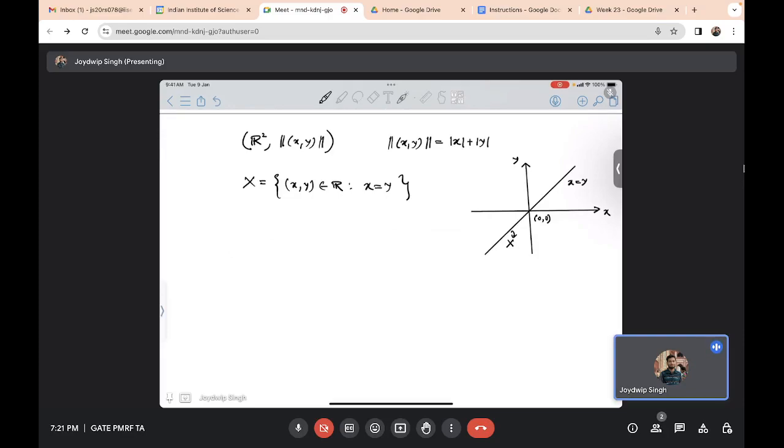And f is a linear functional. Let f be a linear functional on X given by f of (x, y) equals 3x. Basically here y equals x, so this is the linear functional on X that is given.